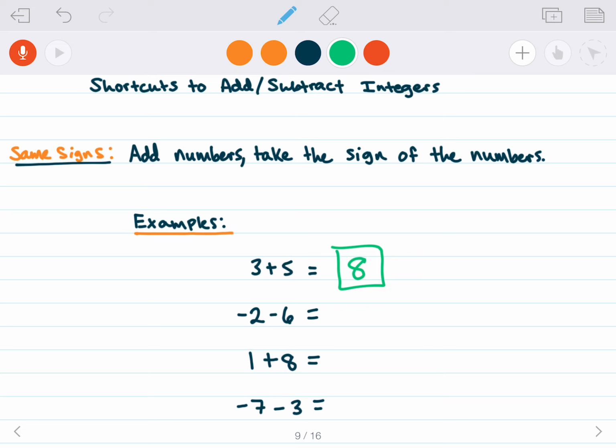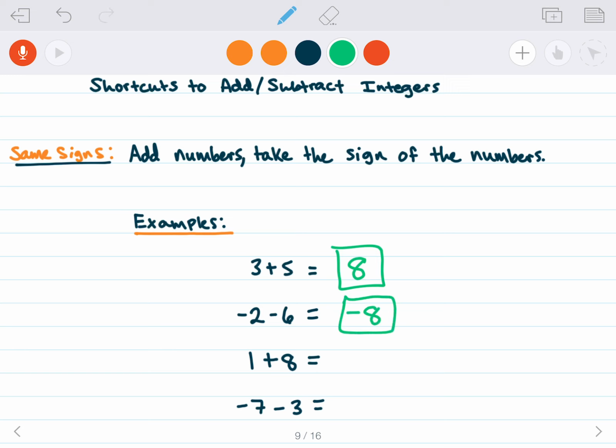Okay, negative 2 minus 6. So these numbers, 2 and 6, have the same sign. They're both negative. So we add them together. 2 plus 6 makes 8, and we take the sign. And the sign here is negative. So this is going to be negative 8.